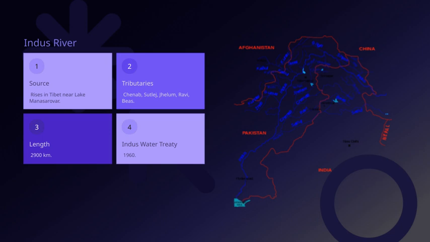Now, an important aspect to mention is the Indus Water Treaty signed in 1960. This treaty is a key agreement between India and Pakistan, designed to share the waters of the Indus and its tributaries fairly and peacefully. It highlights how critical water management and cooperation are in this region, especially given the river's vital role for agriculture, industry, and daily life. In essence, understanding the Indus River, from its source to its tributaries and the treaty that governs its use, helps us appreciate its significance in shaping the history, environment, and geopolitics of South Asia.